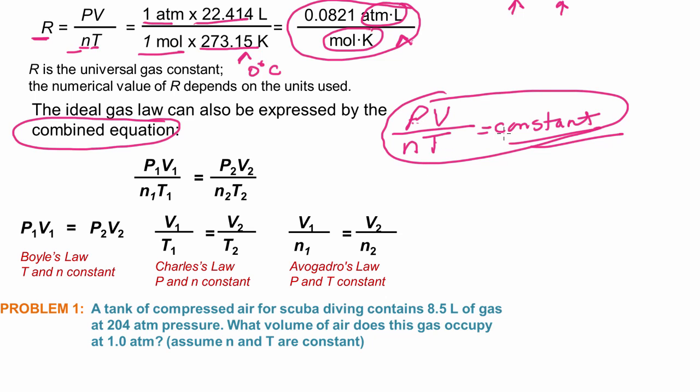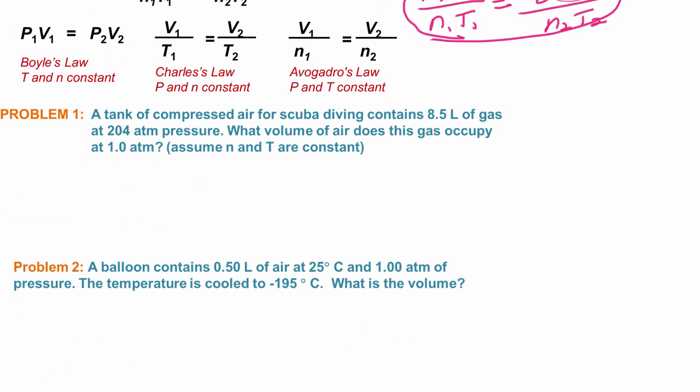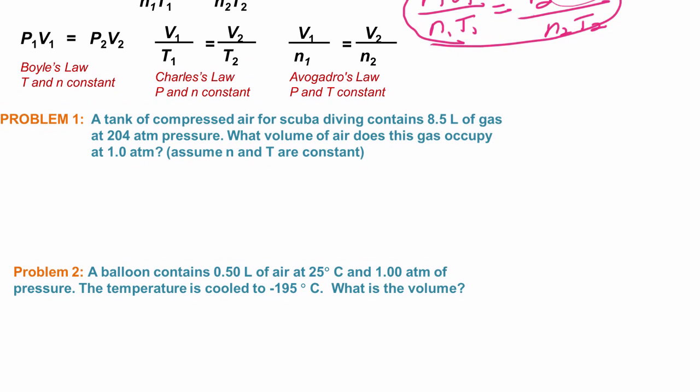What I'm able to do is, because this is equal to a constant, let's say we have initial conditions, we can compare them to final conditions. Let's say we change the pressure and the temperature, we can determine the new volume, okay, by using this relationship here. So we use this when there's a change. So let's just go ahead and do some problems. That'll be the easiest way to do this.